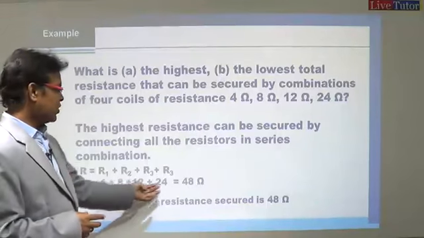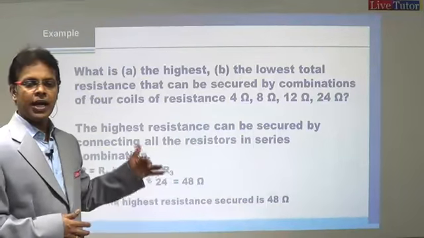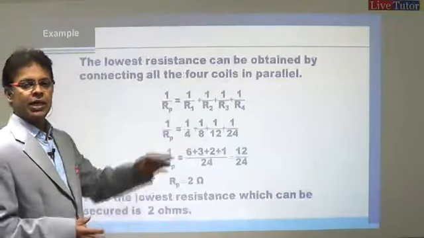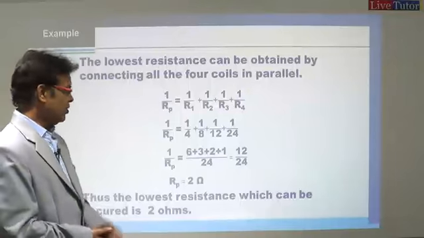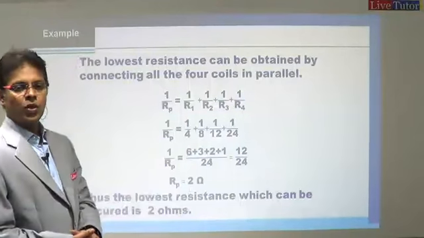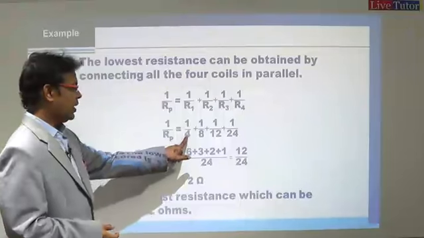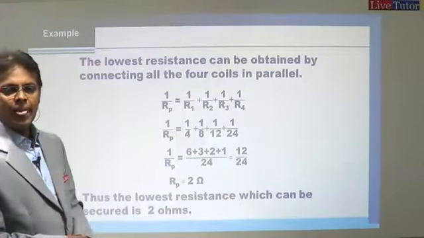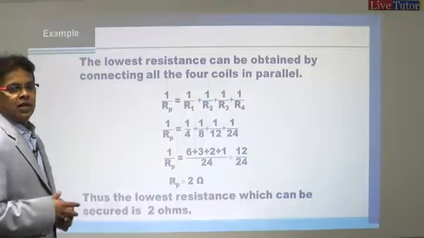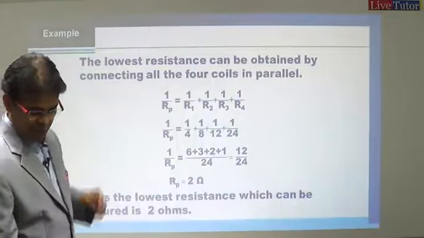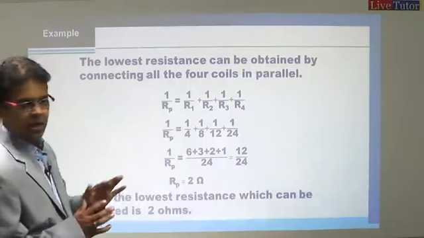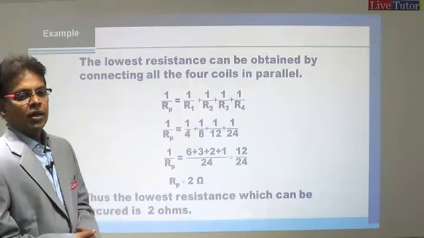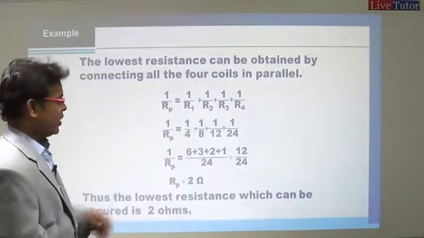So 4 plus 8 plus 12 plus 24, 48 ohms. That is the highest value. Similarly, the lowest value can be when they are connected in parallel combination, so that you will get 2 ohms, lower than the least one. The least one is 4 here, so you will get less than that, which is nothing but 2 ohms. This is how we can get the value, whether it is highest or lowest, and in what way we can combine them so that we can get the desired value. Okay, so very simple only.